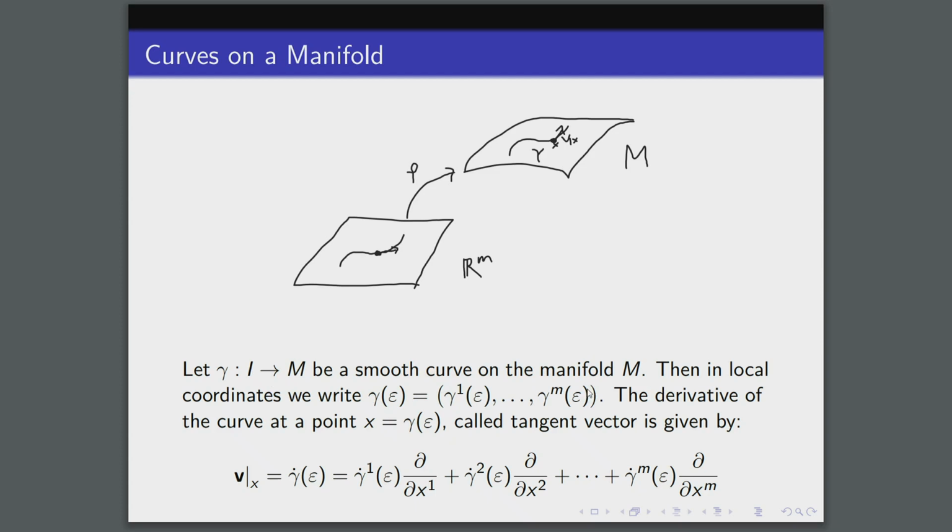If we're looking at the derivative of the curve on the manifold, so if we take the derivative at this point x, then we call this the tangent vector. And again, in local coordinates, it has the following form. What you can imagine these del xi's to be is placeholders or special bases. It's basically a directional derivative.